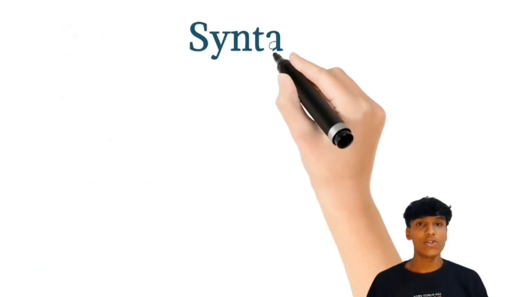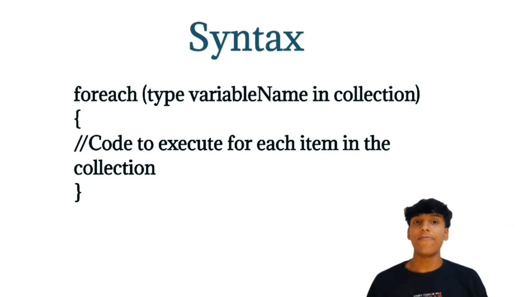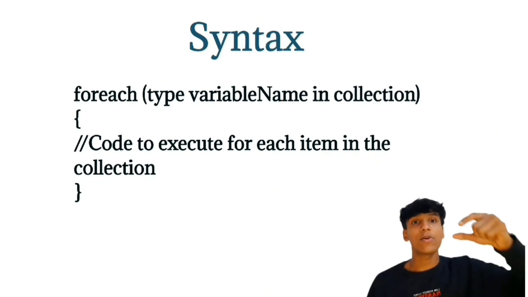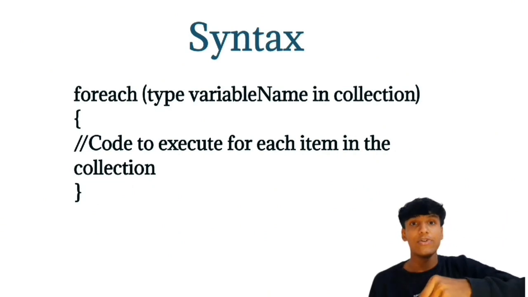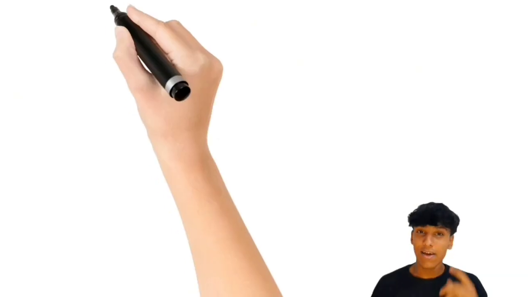The syntax of the foreach loop is as follows. Here foreach is used as a keyword. The variable name is a temporary variable that holds the current item from the collection during each iteration. Type is the data type of elements in the collection, and the collection, an array of items, is what you want to iterate over. Still confused?